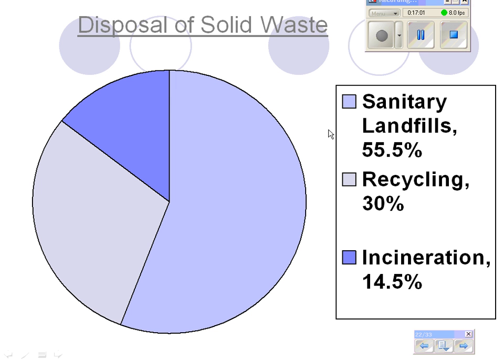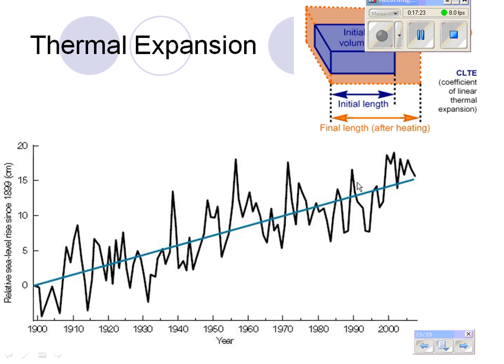Our disposal of solid waste, we just went over this, so this should be fresh in your mind. Don't forget that I think your book said 54, but even more updated, 55% of our solid waste is disposed of in a landfill. You can see that 30% is recycled, and we're looking at just over 14% that's burned or incinerated. So important percentages to know.